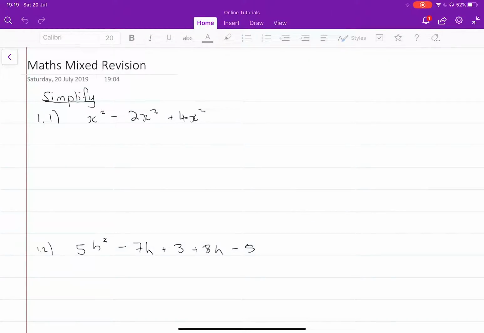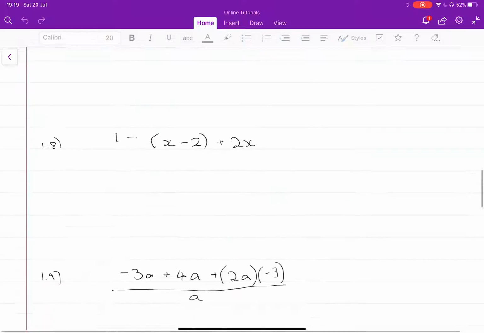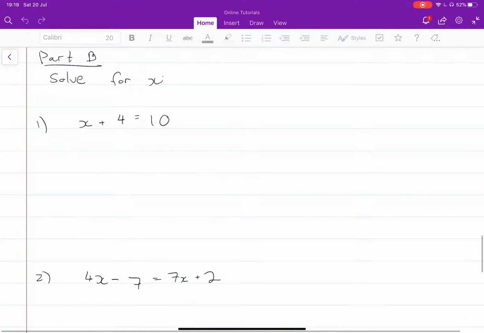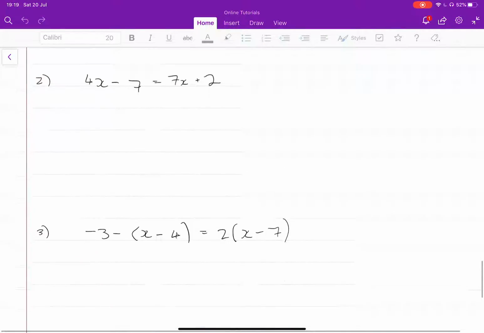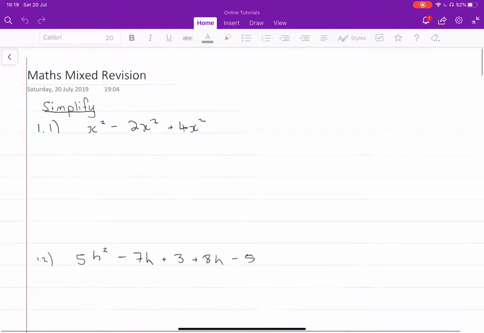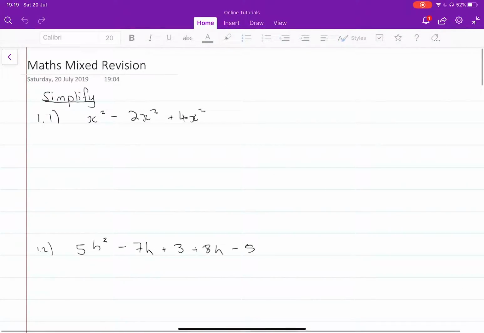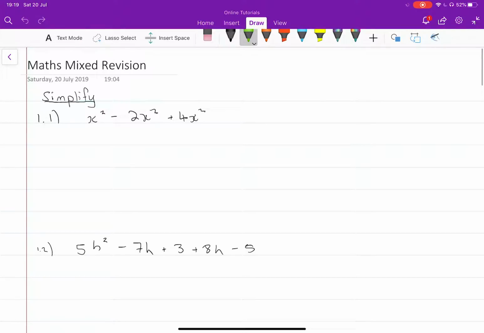Okay, welcome to this tutorial. Basically, we're going to go over some simplifying of equations, about 10 of them, and then we're going to solve for x for about 4 questions. So when it comes to simplifying, basically we want to take an equation and simplify or get it down to its most basic form.